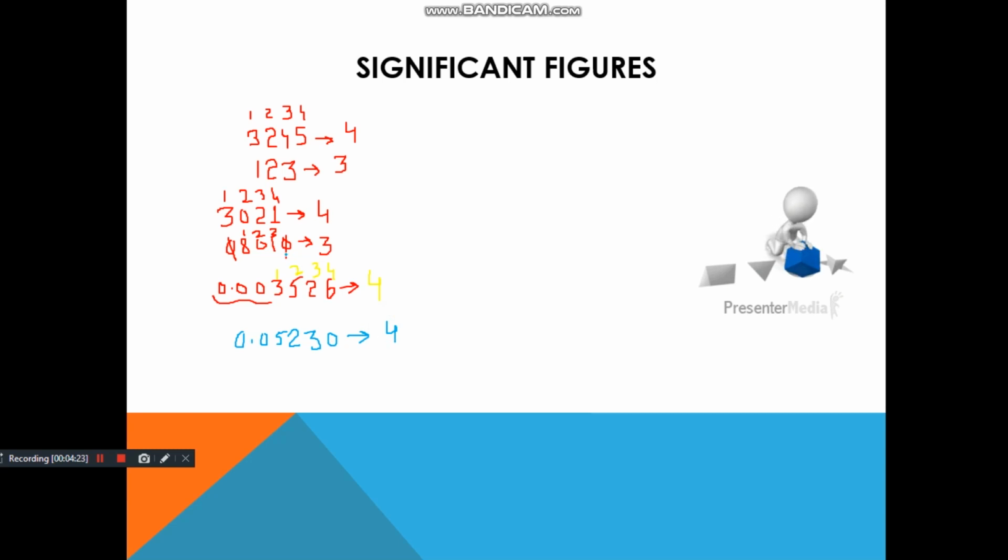But the ending 0 or trailing 0 you will not count when there is no decimal. Like in the previous question, we didn't count this 0 because there was no decimal. But when there is a decimal, you will count the ending 0. So the answer is 4. I hope it's clear to you all.